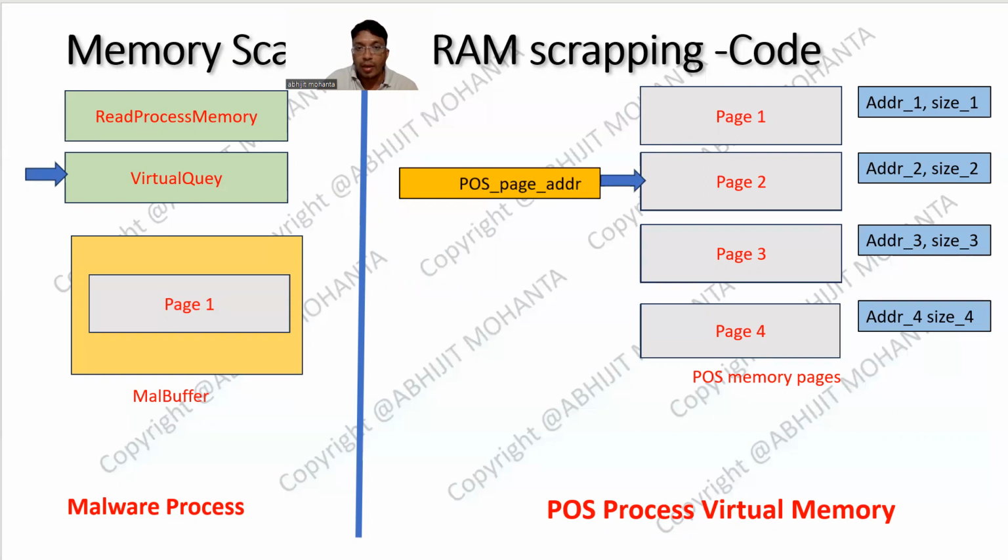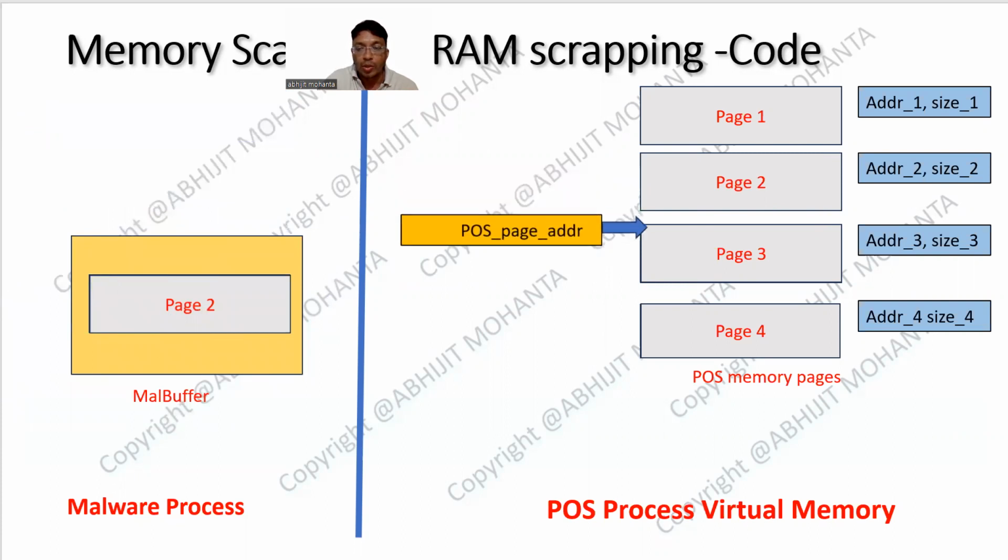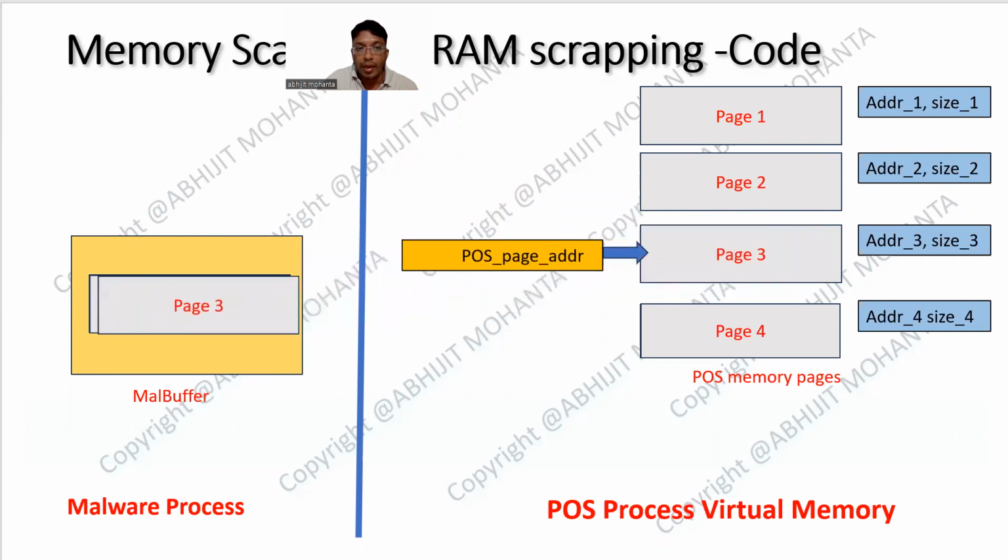Here, if you see, it is now pointing to page 2, and now again there is a read process memory, and page 2 is copied to the malware buffer, and again it is scanned for the credit card information. Next it goes to page 3, and again the scanning happens. The same thing is going to happen till it finds the credit card patterns of the tracks.